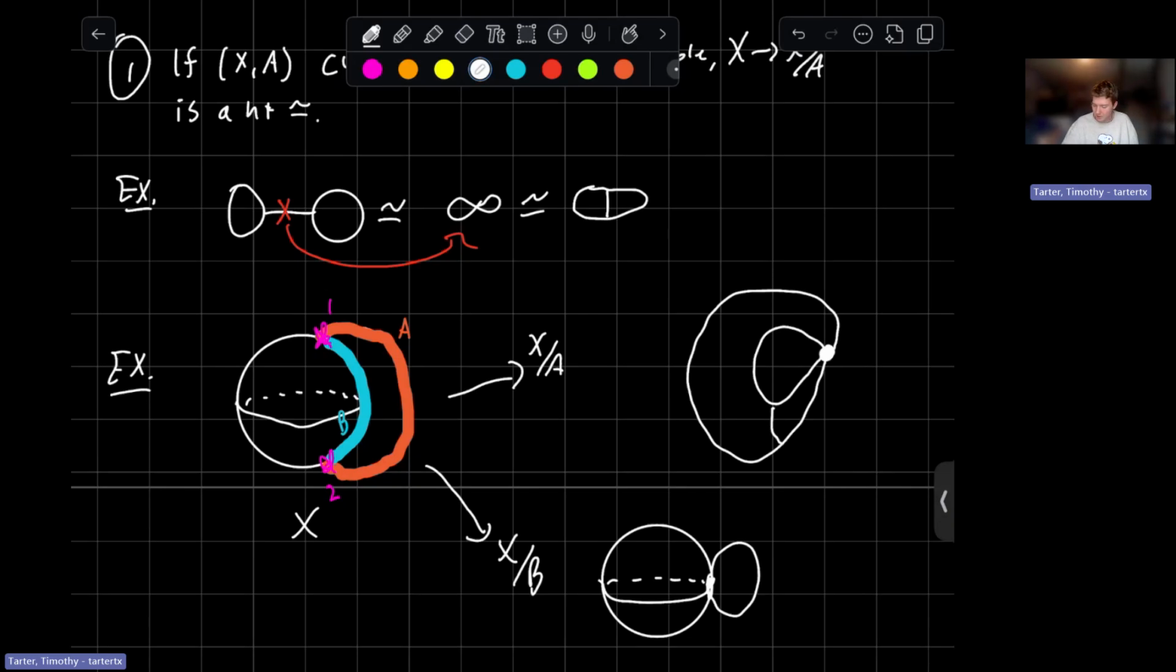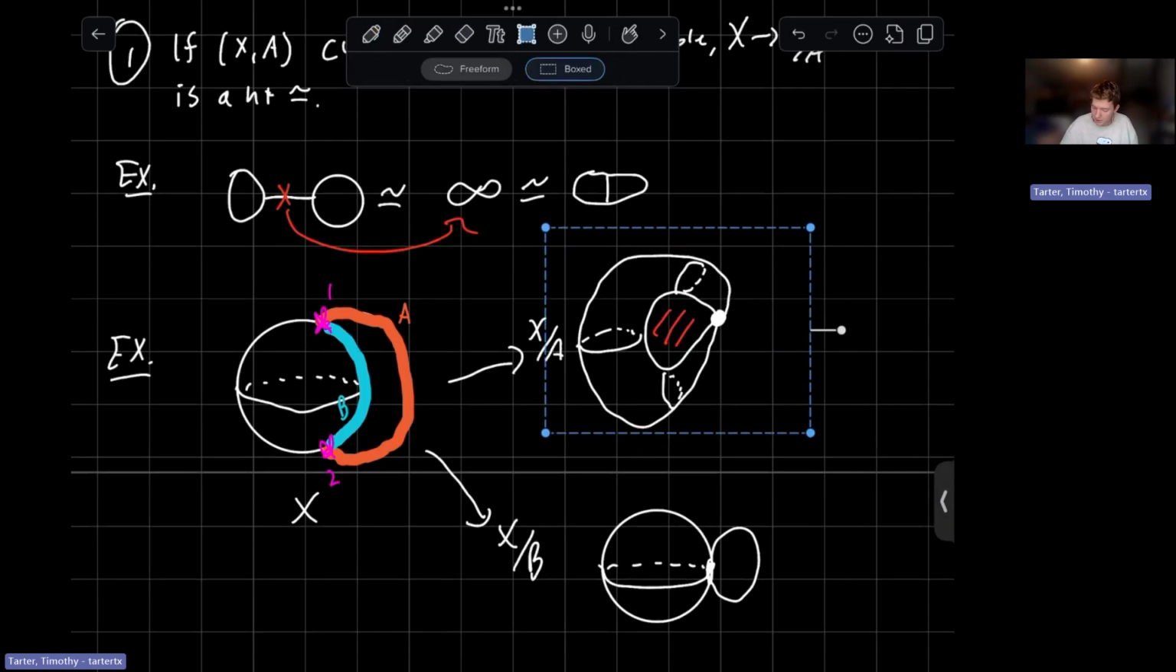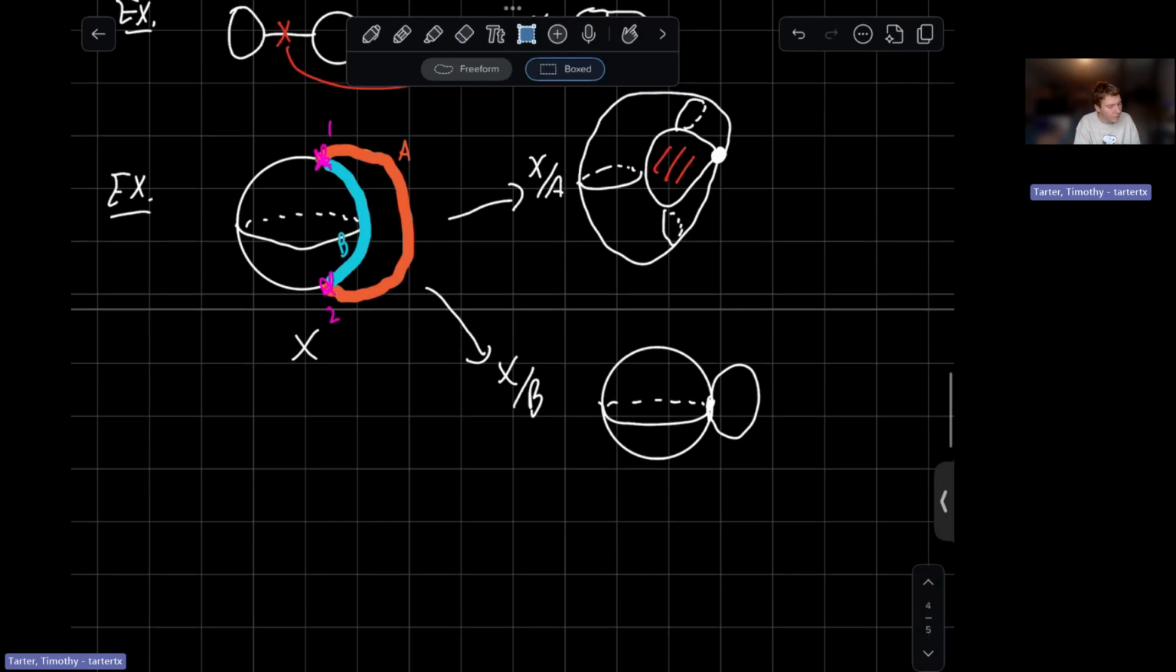Basically, it's going to look like this. And hopefully it's clear that there is a big hole here. And so yeah, this is X mod A. Let's see.